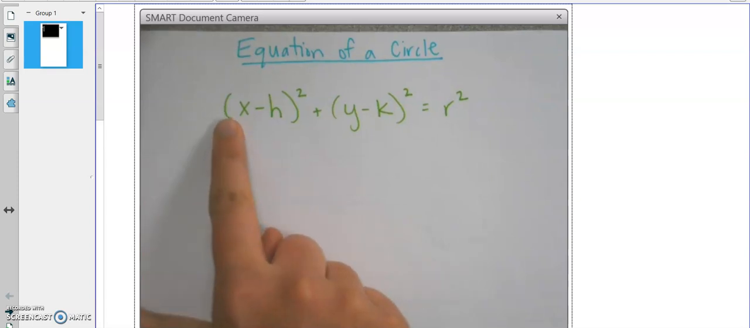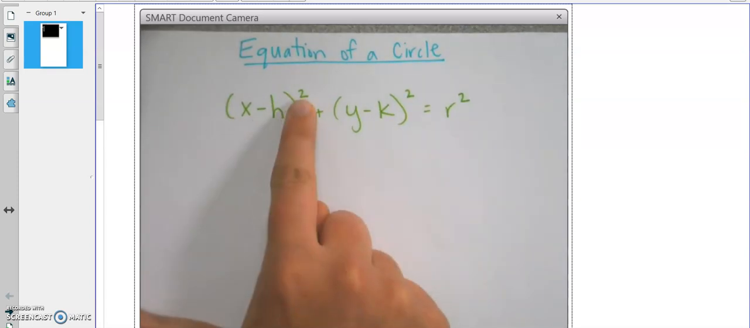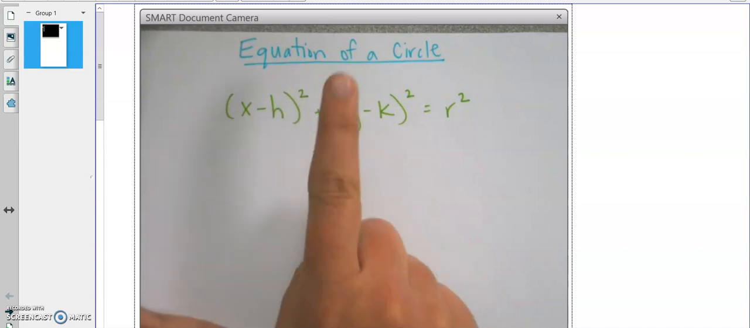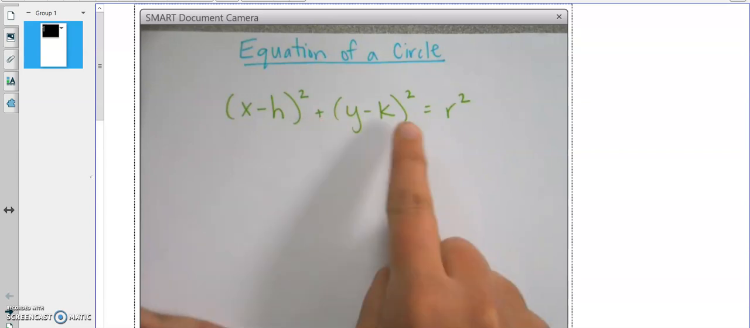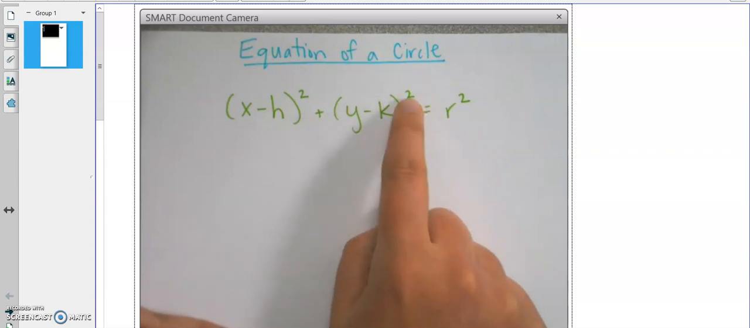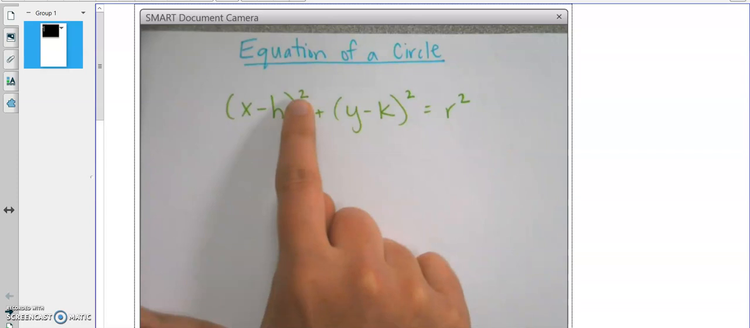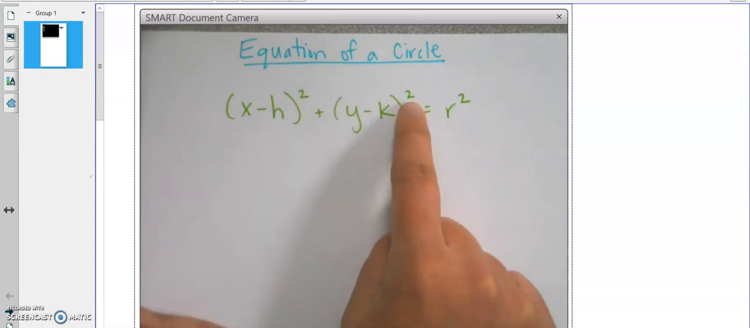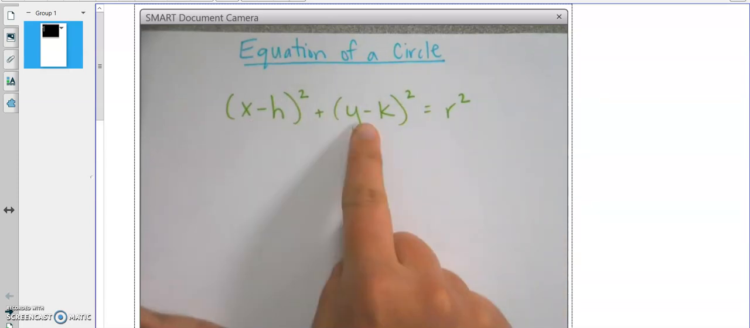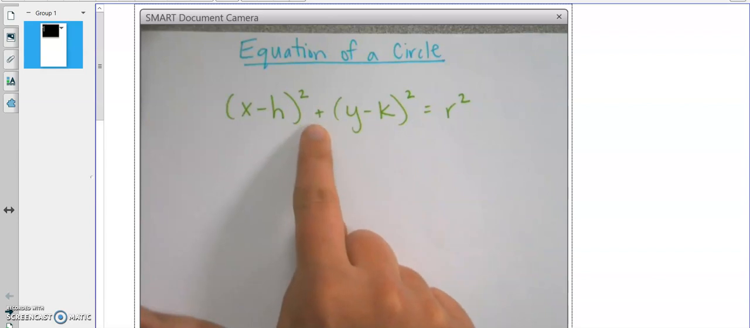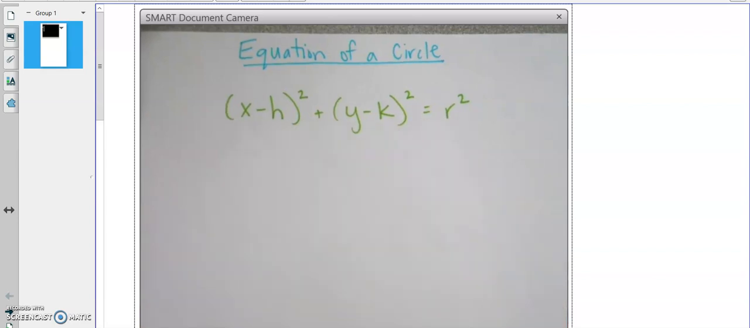So notice you have (x minus h), the quantity squared. Do not forget the squared, and this is subtraction. Plus, this has to be plus, (y minus k), again, quantity squared, equals r squared. So do not forget the squareds. I see a lot of students forget those. Inside is minus, the middle is plus, and this is equal to r squared.